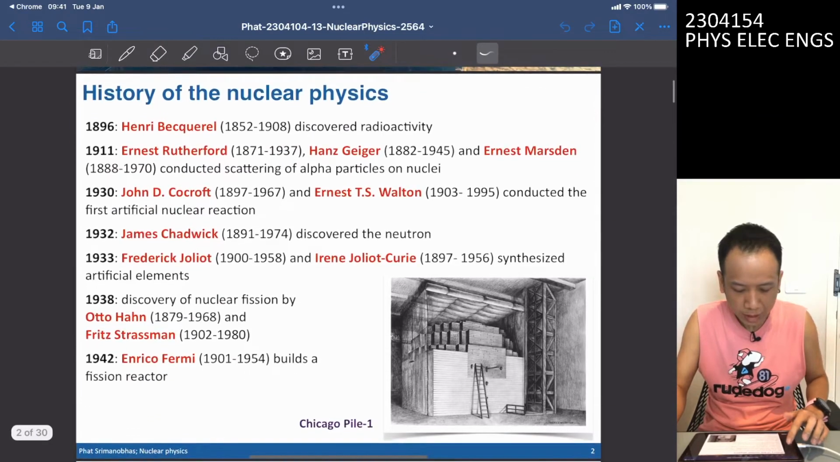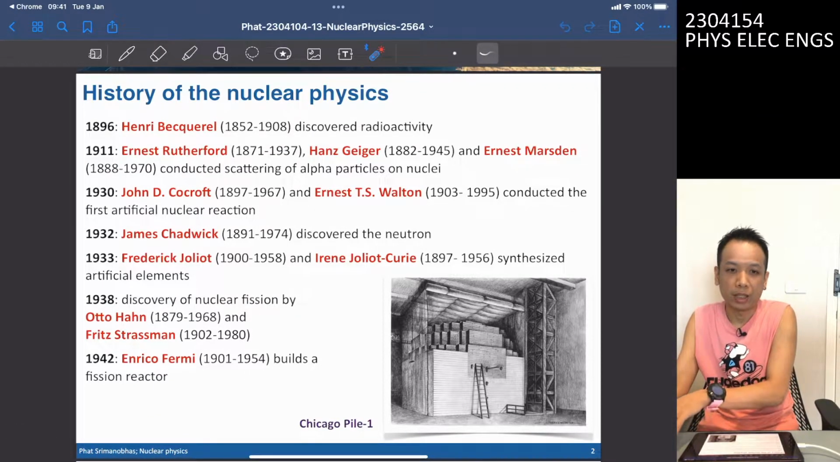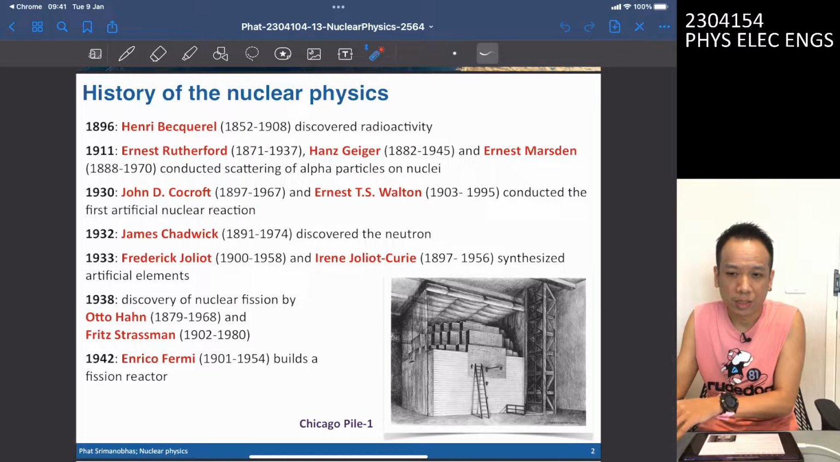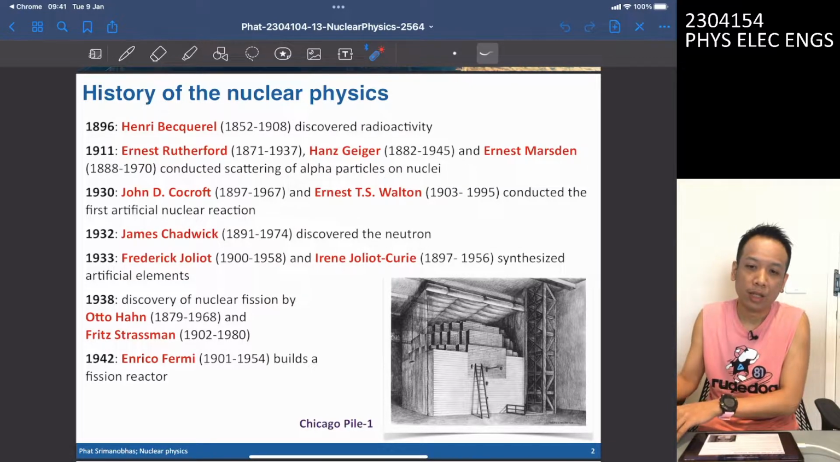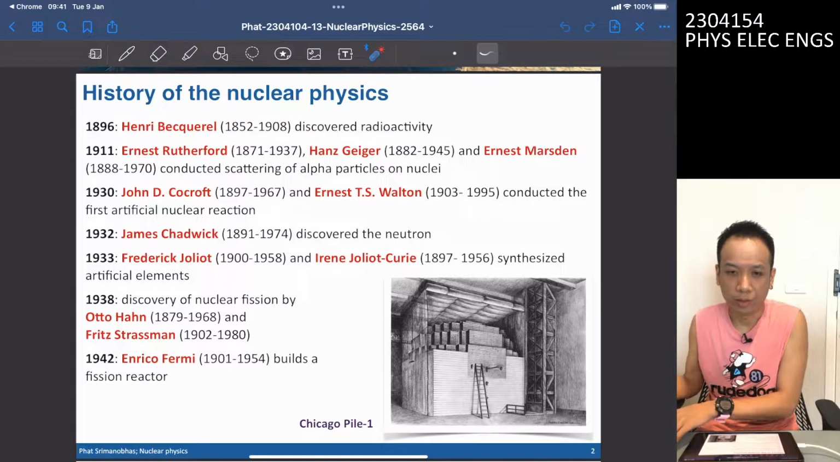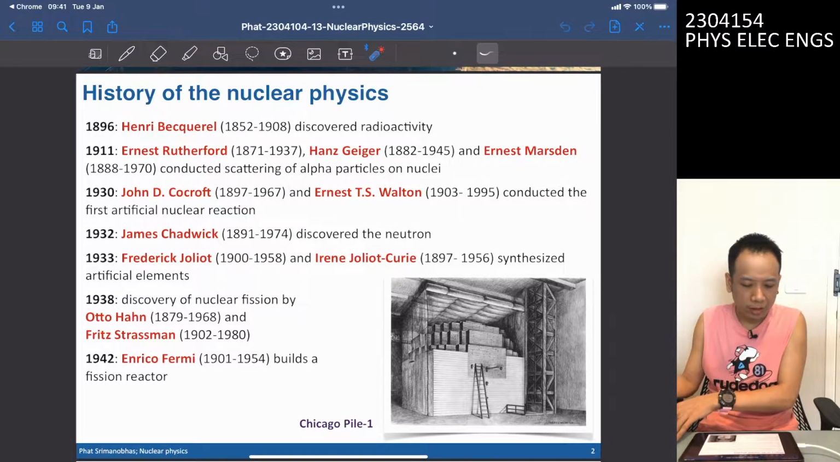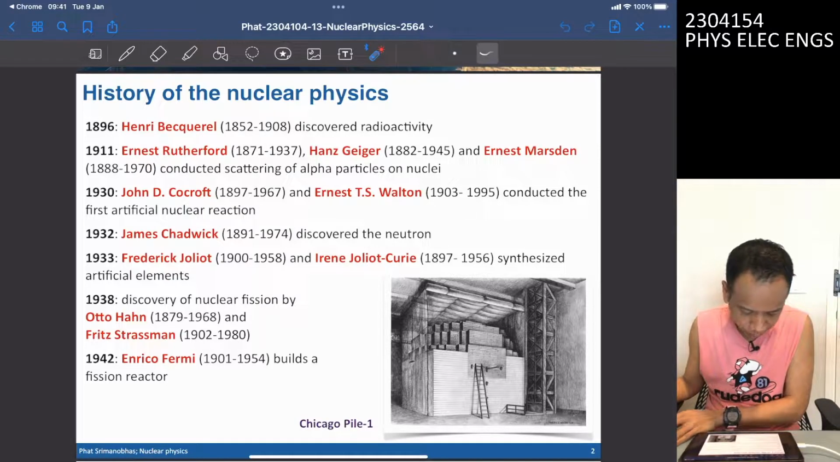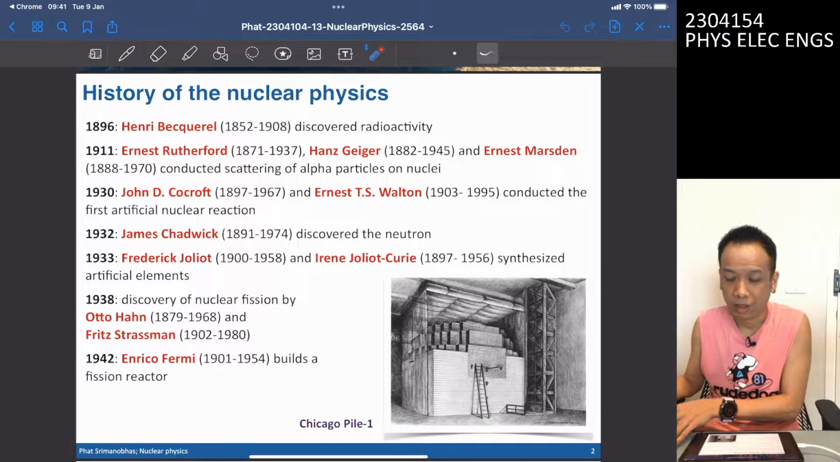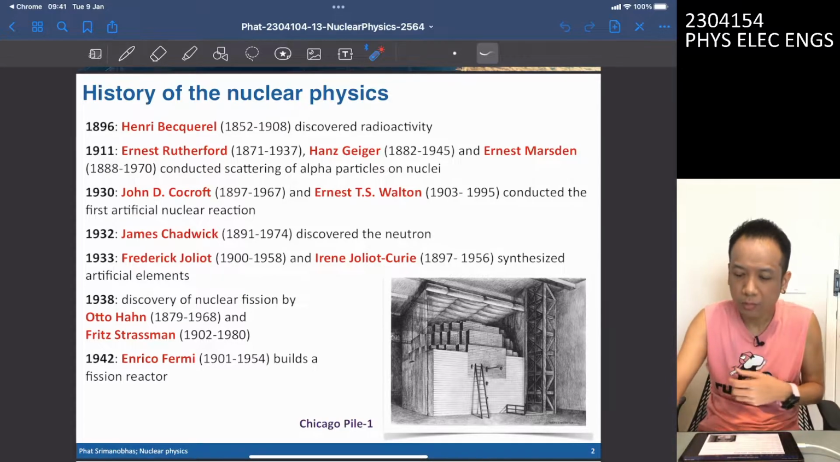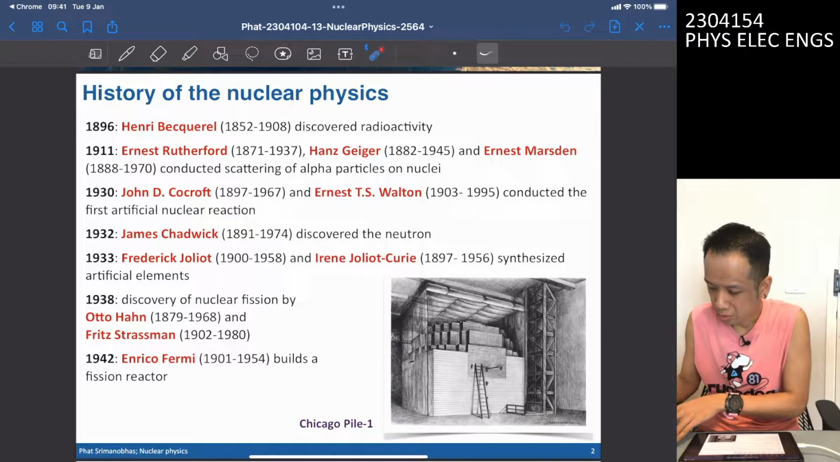So, let's study the history of nuclear physics. Starting from 1896, when Henri Becquerel discovered radioactivity. We're going to discuss it when we talk about radioactivity and calculate things like half-life or activity, for example. This was followed by the experiments of alpha particle scattering on nuclei, to study the structure of the nucleus. The experiments were conducted by Rutherford, Geiger, and Marsden.